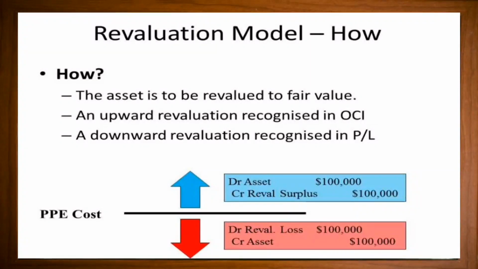So, this is how revaluation works. So, the asset is to be revalued to fair value. An upward revaluation recognized in OCI. So, yung OCI is other comprehensive income. It includes revenues, expenses, gains, and losses that have yet to be realized and are excluded from net income on an income statement. So, a downward revaluation recognized in profit or loss.